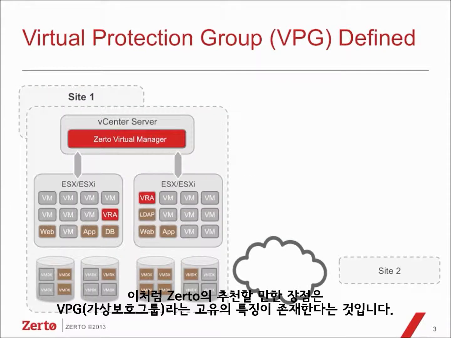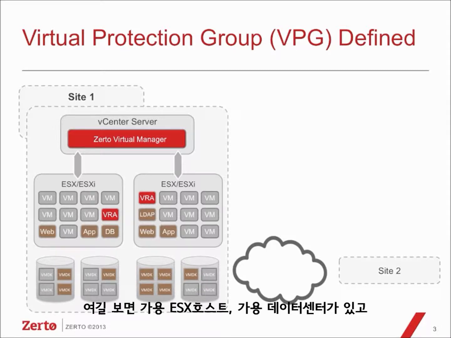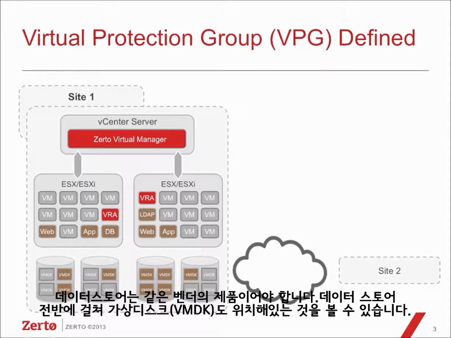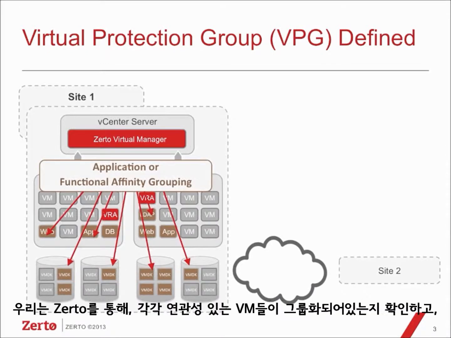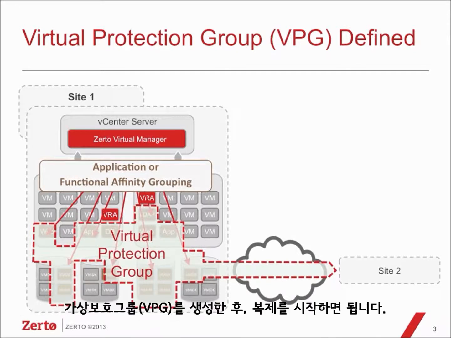So a common deployment of Zerto with virtual protection groups here is we have multiple ESX hosts, we have multiple data stores. The data stores don't even have to be from the same vendor, and we can have VMDKs spread across all of those data stores and the VMs themselves across multiple hosts. With Zerto, all you have to do is identify the VMs you want in an affinity grouping, put them together, create the VPG, and then replication starts.